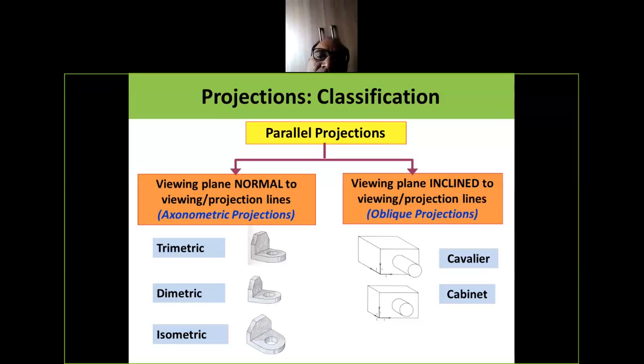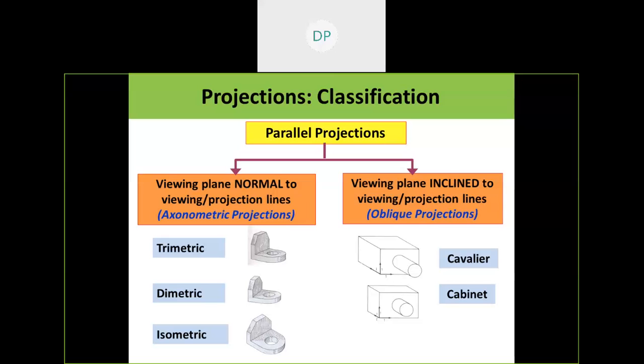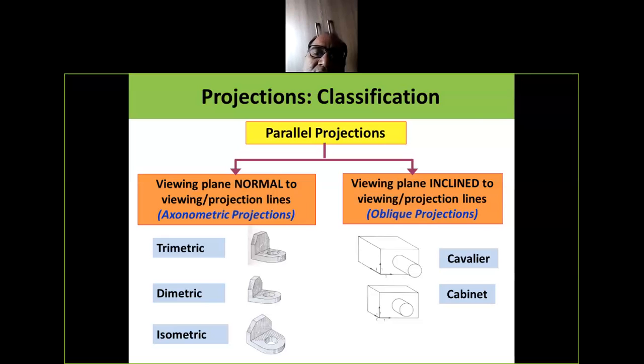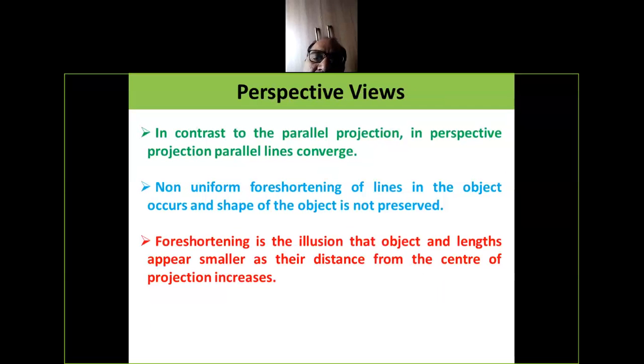Next comes viewing plane inclined to the viewer or projection line. That comes under oblique projections, and that can be divided into cavalier, cabinet and general. The scale is smaller than one. So that's it.